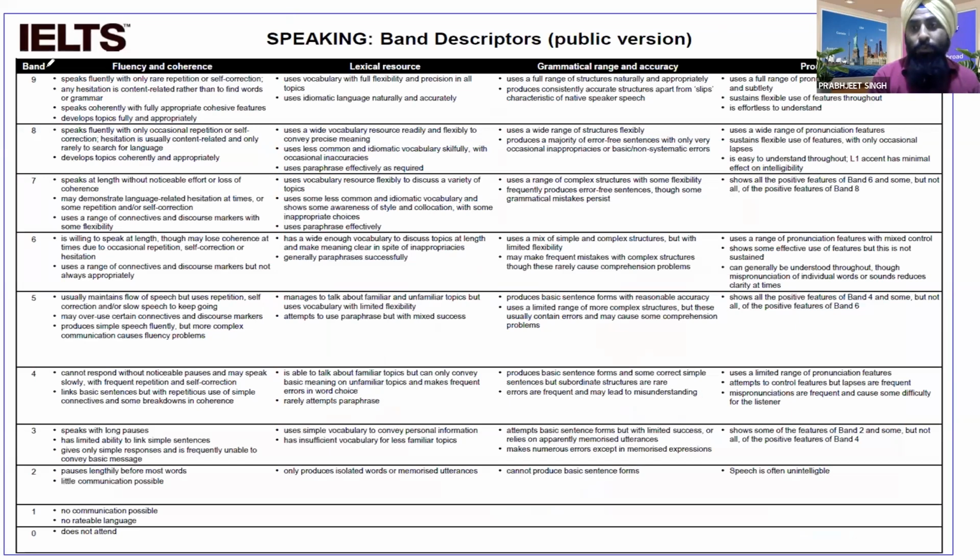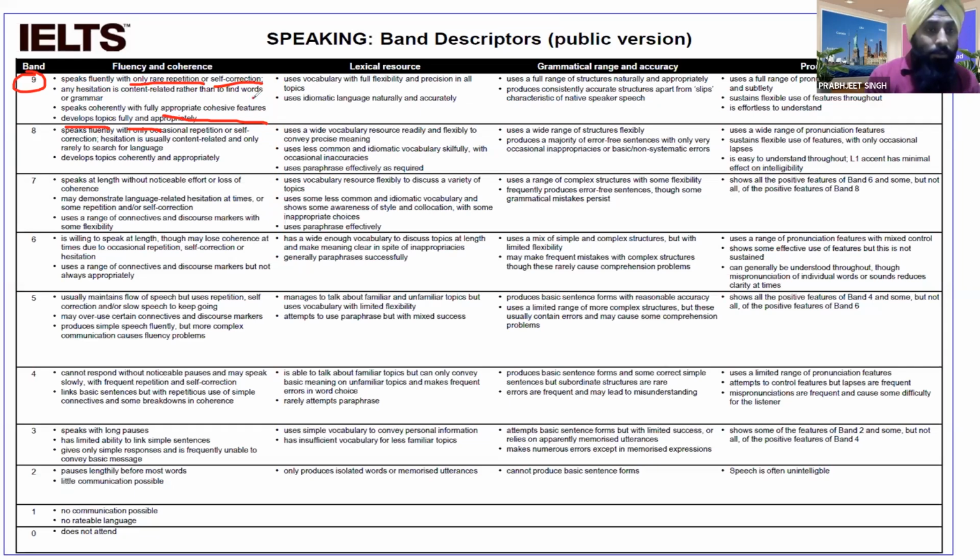So let me give you a brief idea of what you are supposed to do in order to get band 9 in your IELTS speaking. So here we go. In order to get band 9 in fluency and coherence, you have to speak with rare repetitions, or there has to be rare self-correction. By the term rare, they mean one or even less than that. Also, you have to develop the topic fully and appropriately.